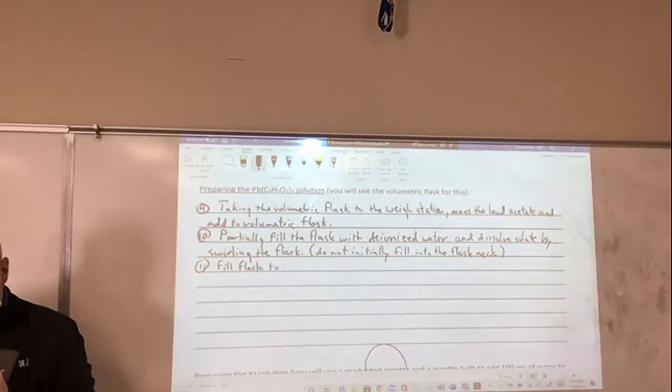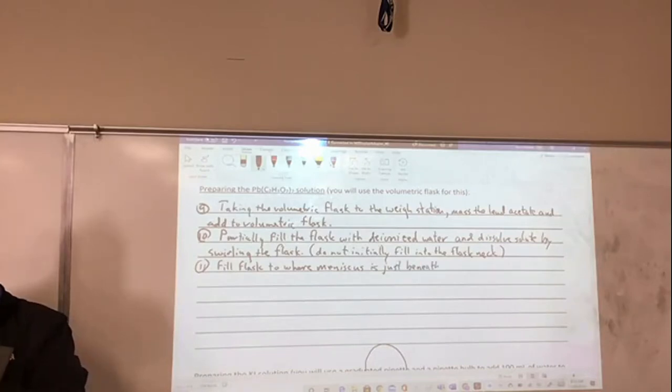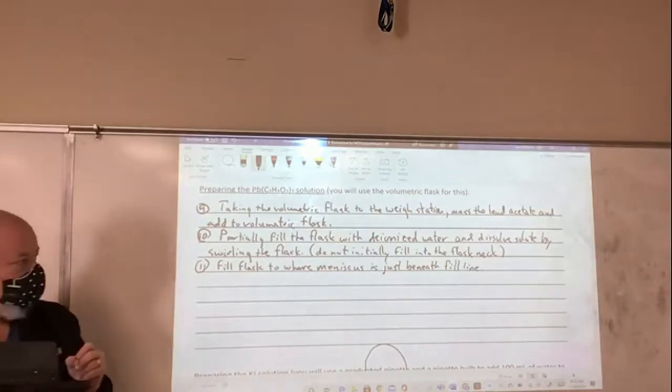to where meniscus is just beneath fill line. Okay.